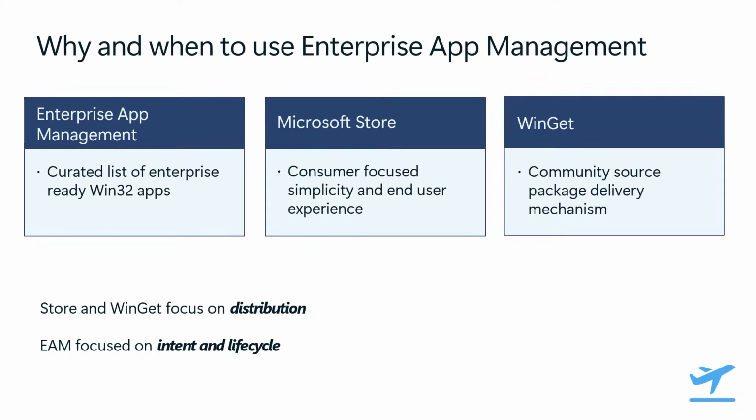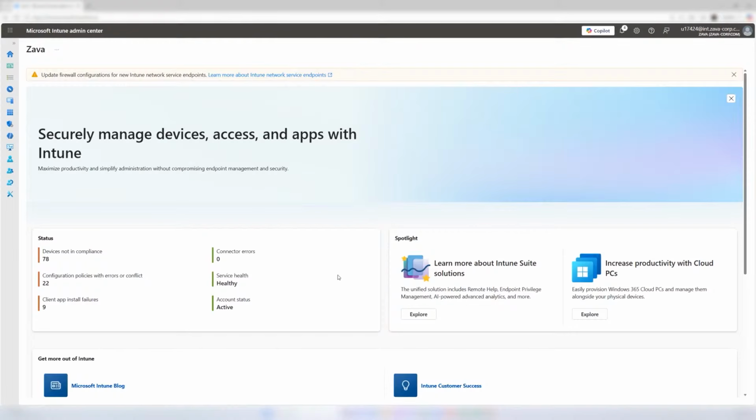So the key takeaway here is, if you need enterprise-grade lifecycle control, use EAM. If you want simple, user-friendly app delivery, use the store. And if you need fast, lightweight installs, Winget might be sufficient. But it's important to keep in mind that most mature environments use all three. So let's go into our first demo, where I'll walk you through creating a new enterprise app catalog app while demonstrating the new scripting feature we've recently added.